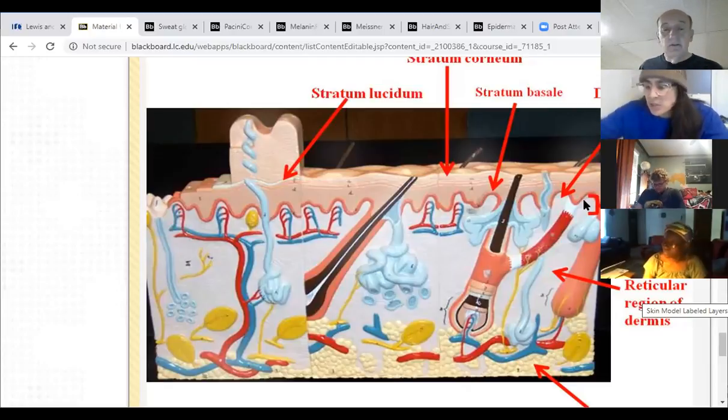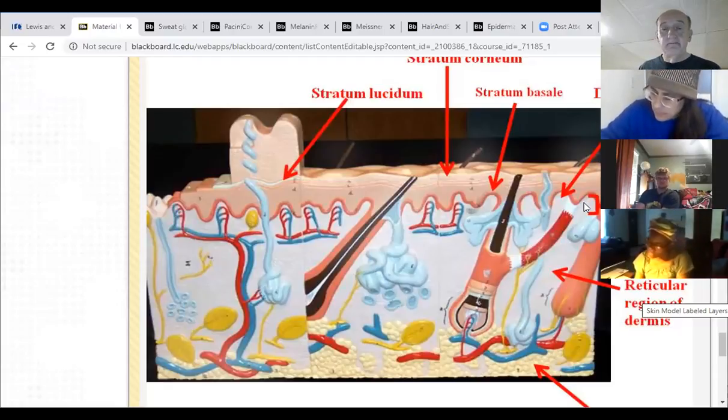Could you just list them really quickly from deepest to superficial? In terms of dermis, the deepest is the reticular region, and the superficial is the papillary region. You don't want the answer to be basale, spinosum, granulosum, corneum. That is for the epidermis.